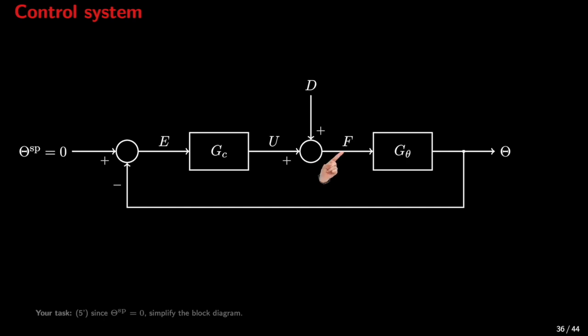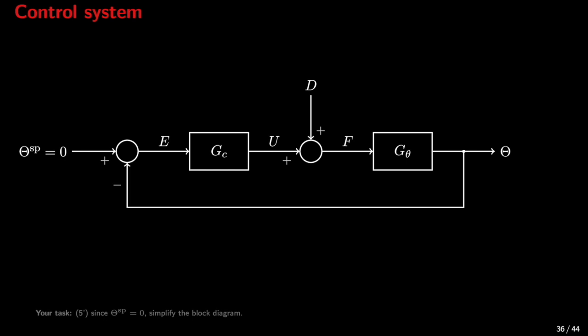Note that the force F that is applied to the system is perturbed by a disturbance signal D. The job of the controller is to keep the rod upright despite the disturbance acting on the system. In particular, we want to design the controller so that theta goes to 0 following a Dirac pulse or a step change of the disturbance.